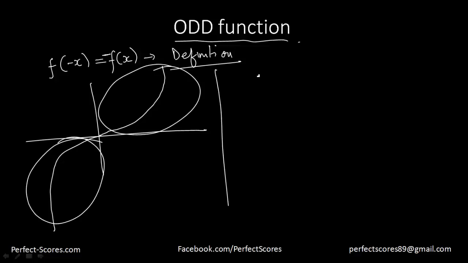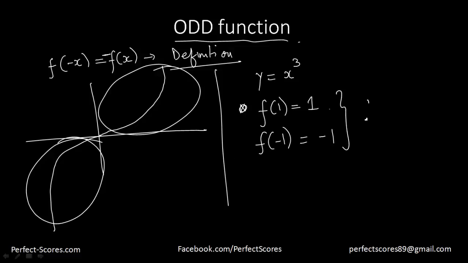Let's suppose I want to talk about a function, y is equal to x to the power 3. Now if y is equal to x to the power 3, what is the value of f of 1? F of 1 is going to be 1. And what is the value of f of minus 1? F of minus 1 is going to be minus 1. And as you can clearly see, f of 1 is equal to negative of f of minus 1.